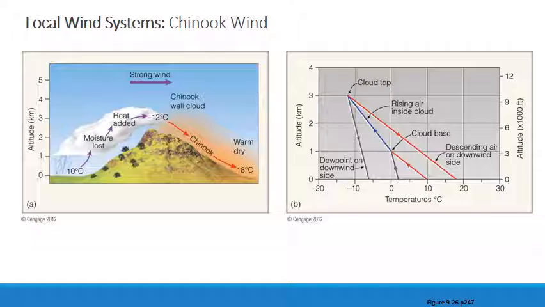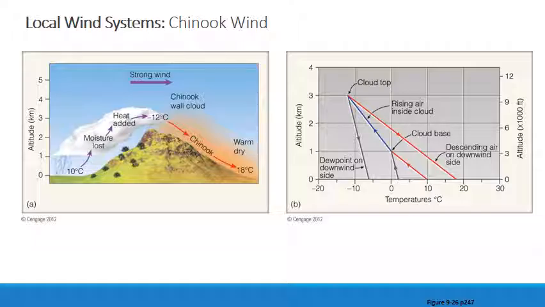Chinooks commonly flow down the east slopes of the Colorado Rockies in the winter and the spring, when the affected area may be experiencing sub-freezing temperatures. So those dry, warm winds often bring about drastic changes. Within minutes of a Chinook's arrival, the temperature may climb 20 degrees C.